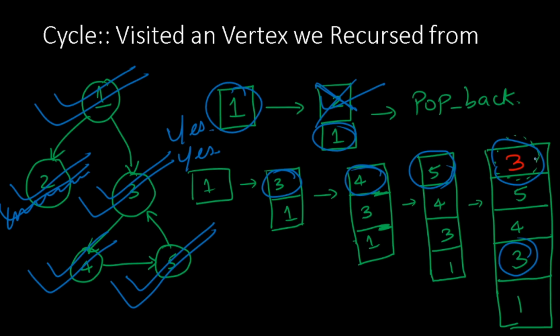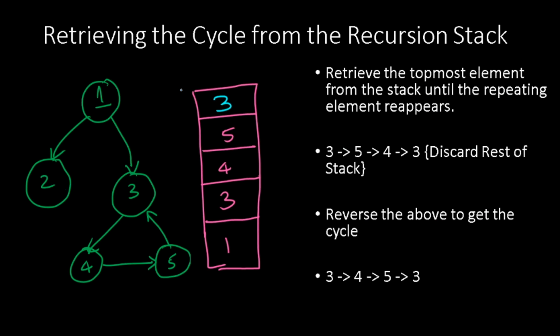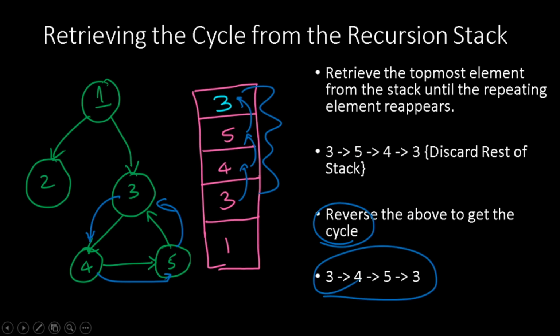I'll spoil this for you. You push 3 again in the stack, and that section of the stack between this 3 and this 3 is your cycle. From this 3 to this 3, you simply reverse it. So 3 leading to 4, leading to 5, leading to 3. You have to get that into a vector, reverse it, and then you will get your answer.